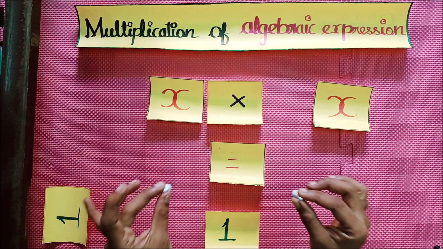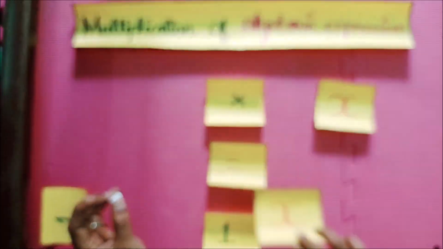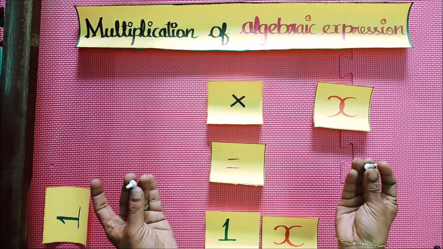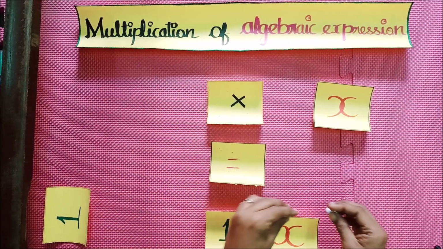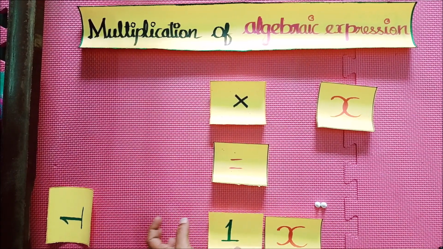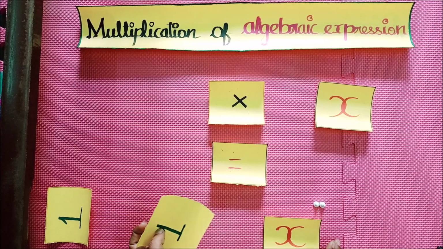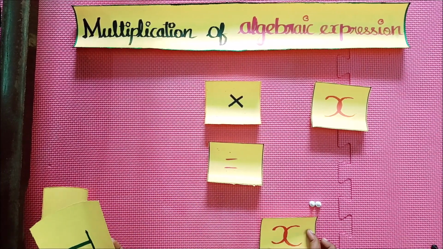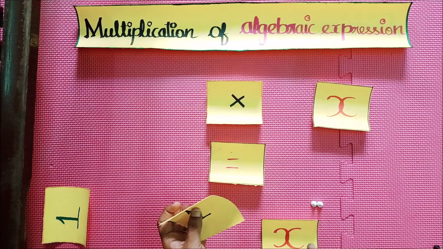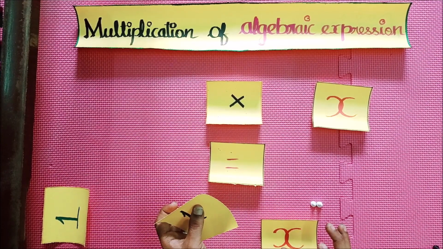Now you are going to add the powers. So take this x variable, add these powers. So here one power and here one power. You can combine and take that as 1 x power 2. So 1 into anything remains that value itself. So you can simply write the answer x power 2. So this is a simple way of multiplying the algebraic expression.